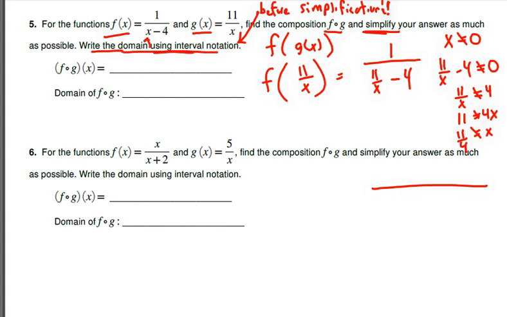So anyway, here's 0, and here's 11 over 4. Well, let's use the fraction. That's fine. I'll have an open circle on each one of those, but everything else is allowed. Okay, x can't equal 0, and it can't equal 11 over 4.